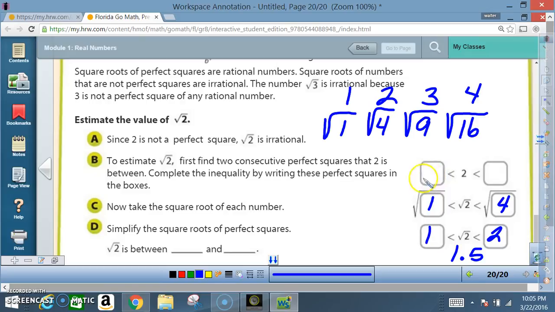All right, now if you knew what you were doing, you wouldn't have to do this part up here. You can simply start off by knowing that 1 is a perfect square and that 4 is a perfect square. Now, how do we know it's a perfect square? Because what's the square root of 4? 2. 2 times 2 is 4. What's the square root of 1? 1. 1 times 1 is 1.